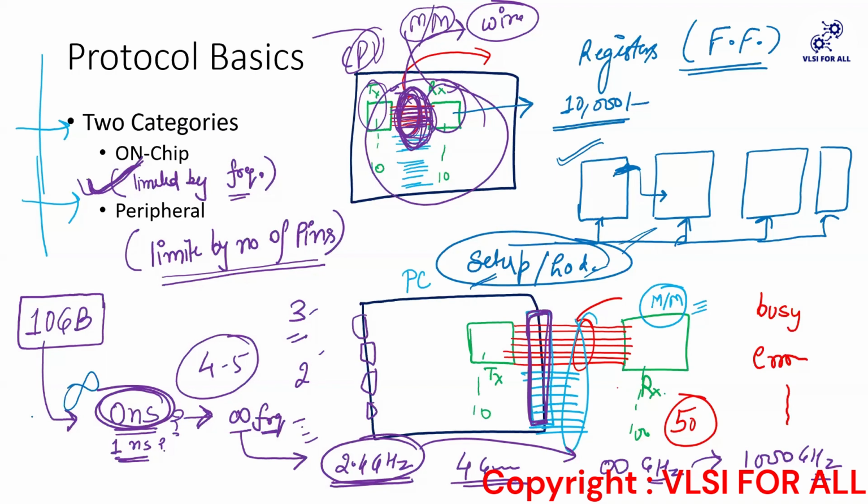But on chip, just because of these flops, you are limited by frequency. That's why they put 2.4 gigahertz, with that much accuracy. Otherwise they could put some round number like 10 or 20. This is the maximum possible, and based upon that, setup and hold should not be violated.